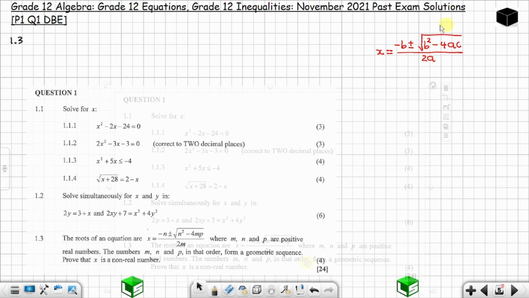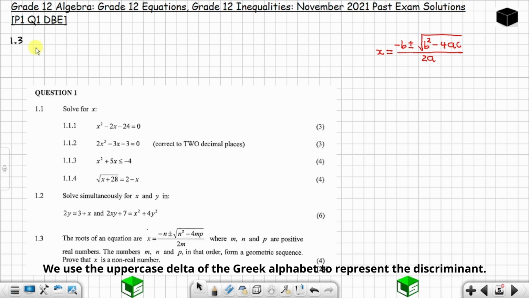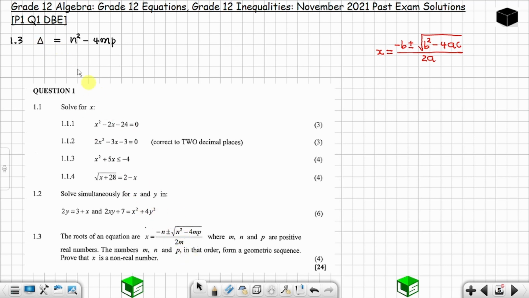If you can recall from the quadratic formula, this is what? This is a discriminant. And we use the letter delta, this one. This is a Greek letter, which is delta. This is equal to b squared minus 4ac. So in this case, this delta is equal to n squared minus 4mp. This is your delta, the discriminant in this formula. In this quadratic formula, it is equal to b squared minus 4ac. So what we have to know from the quadratic formula is that when the discriminant, or when delta, which is the discriminant, right?